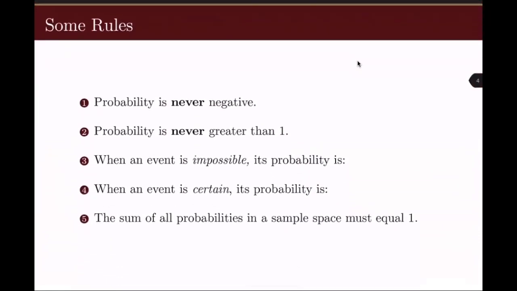These are some important rules about probability. So probability is never negative, and it's never greater than 1. So the probabilities always go from 0 to 1. So 0 is less than or equal to the probability of any event E, which is less than or equal to 1. When an event is impossible, its probability is 0. And when an event is certain, its probability is 1. And then the sum of all probabilities in a sample space must equal 1.